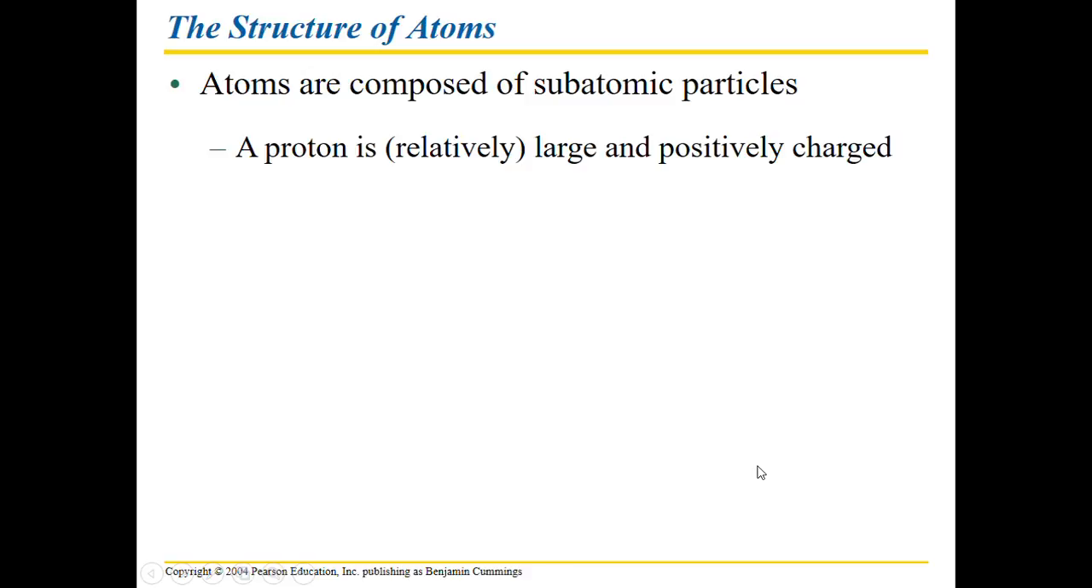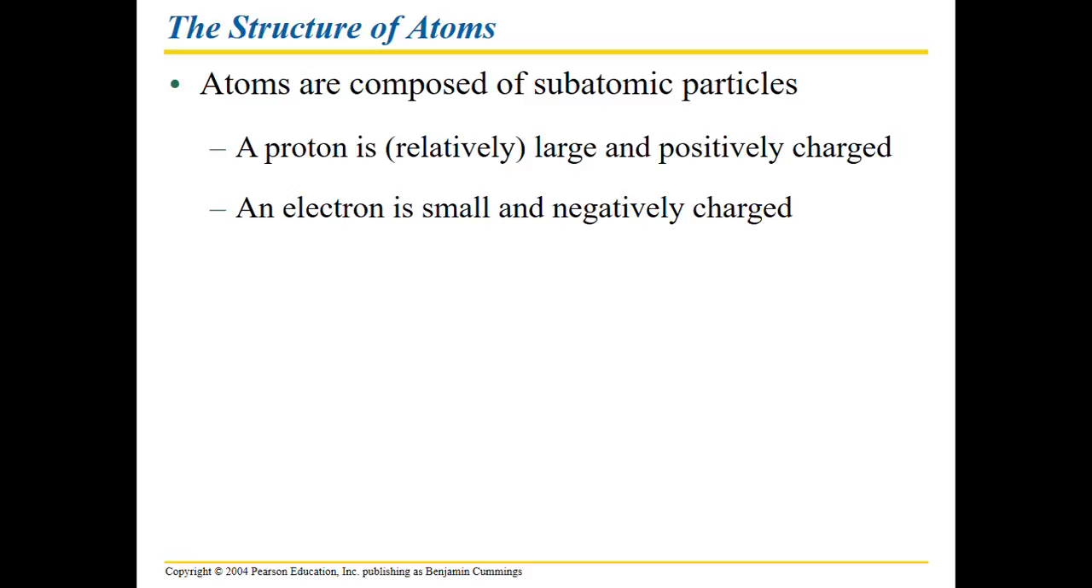So let's get more into those subatomic particles. A proton is relatively large and positively charged. It's large and in charge. And an electron is small and negatively charged. An electron is actually 2,000 times smaller than a proton, which is ridiculous because all of this stuff is just absolutely tiny. And then we have neutrons, which are large and electrically neutral. So neutrons, neutral.